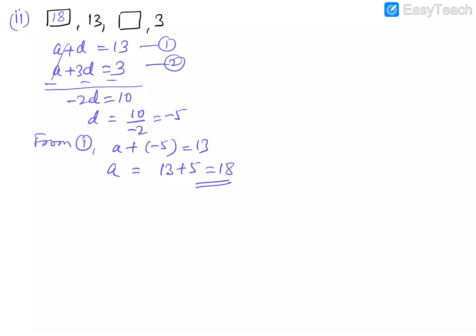So we have to fill 18 here, and now we have to find out a3, and a3 is given by a plus 2d. This is n minus 1, that is 3 minus 1. So a is 18 plus 2 and d is minus 5. So answer is 18 minus 10, that is 8.